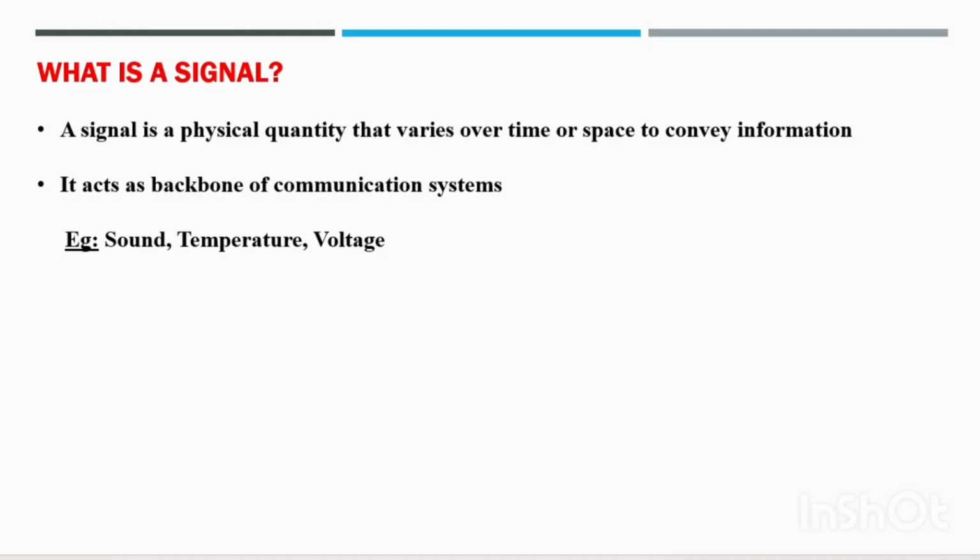What is a signal? Signal is nothing but a physical quantity that varies over time or space to convey information. Here what this physical quantity means is something which you can measure. So this signal acts as the backbone of communication system. The real-time examples which we could see in our daily lives are sound signal, temperature signal, voltage signal, ECG signal, EEG signal. These are some common types of signal which we could see in our day-to-day lives.